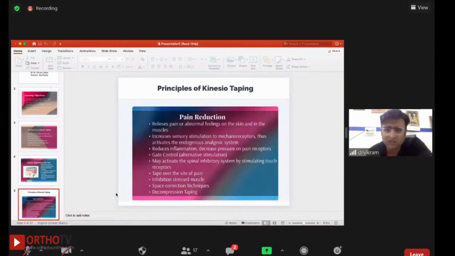We put the tape over the site of the pain, and it inhibits the stressed muscle. When we are doing space correction techniques, we minimize the space in the joint, so if we don't want separation of the joint, space correction with X taping is very much used in sports. And decompression is used for the edema part.